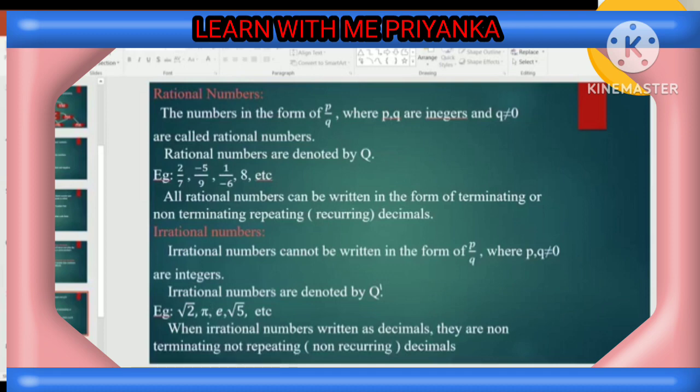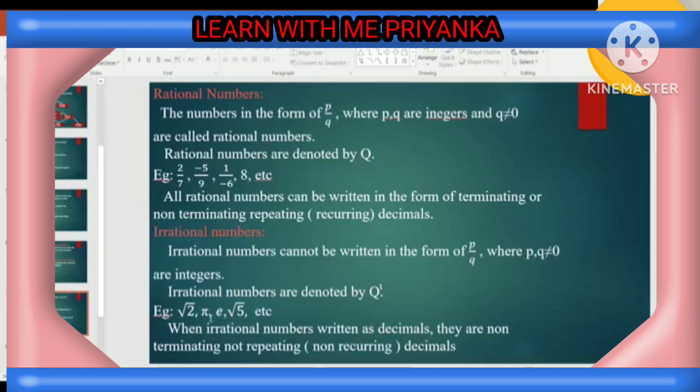Now we are discussing irrational numbers. Irrational numbers cannot be written in the form of p by q. So the numbers which are not in the form of p by q are called irrational numbers, where p and q are integers and q is not equal to 0. We discussed p and q in rational numbers. Irrational numbers are denoted by Q dash. Examples: root 2, pi, e, root 5, etc.